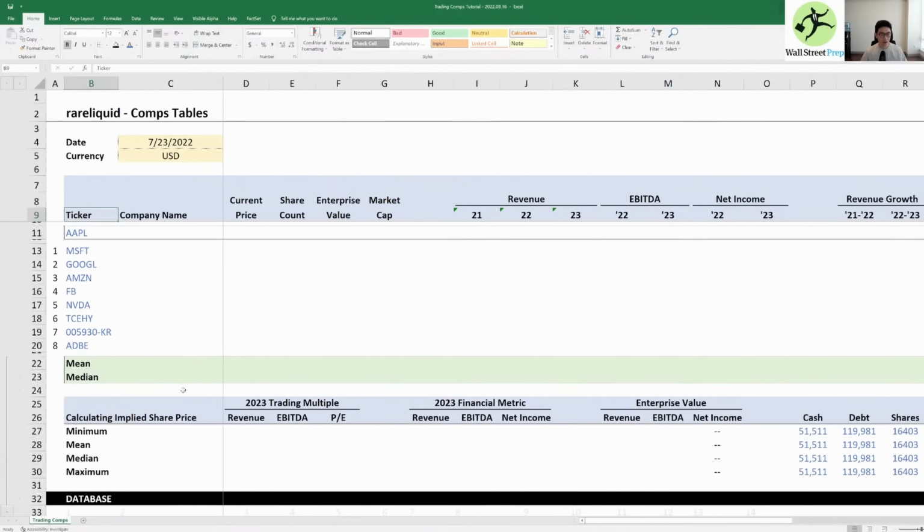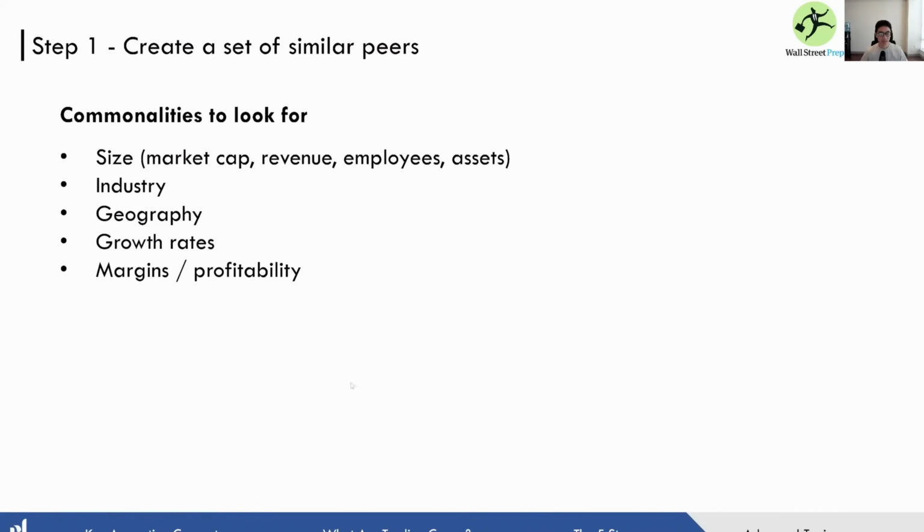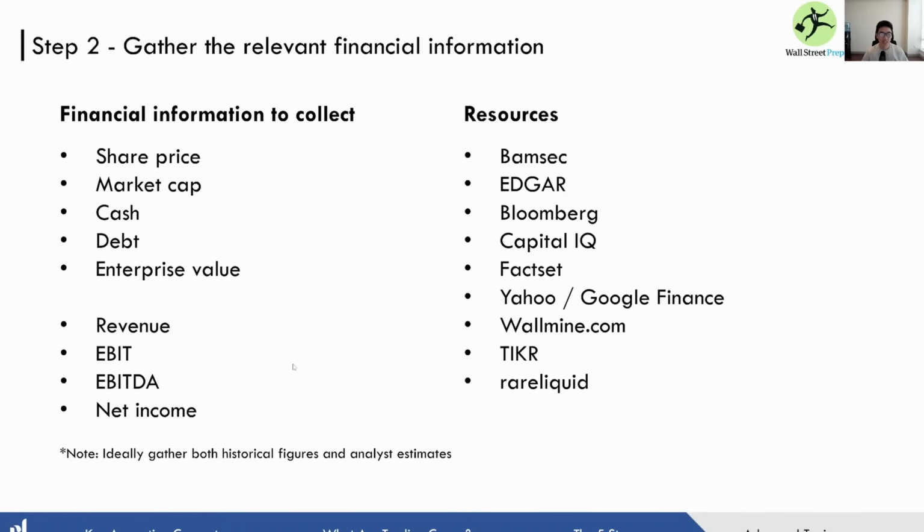So, okay, we've chosen our tiers. Next, step 2 is to gather the relevant financial information. Important information to collect: share price, market cap, cash, debt, enterprise value, revenue, EBIT, EBITDA, net income. These are typically what you'll need for most companies that have some kind of revenue and are public. And resources you can use to get this information: historical information you can get from bamsec.com, Edgar. If you want future estimates that people use in banking and in finance in general, there's Bloomberg, CapIQ, FactSet, but they're a bit harder to get.